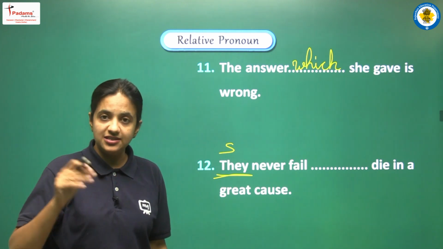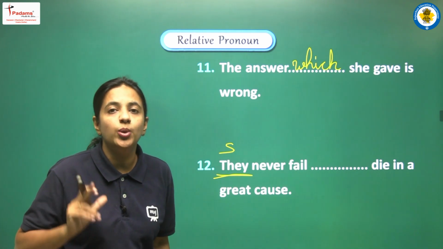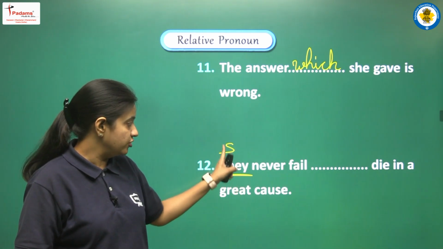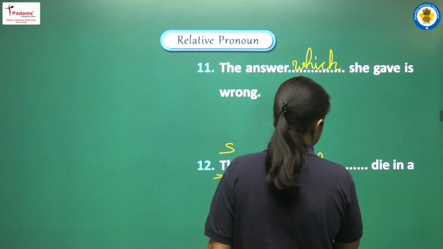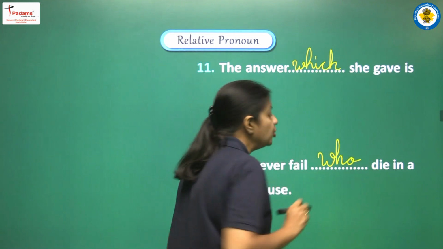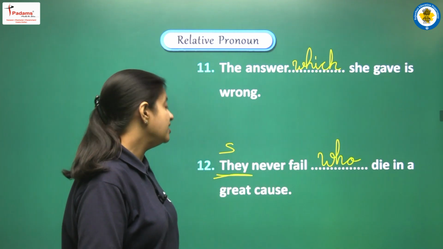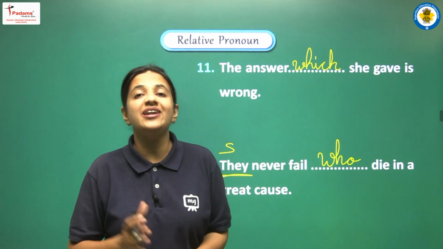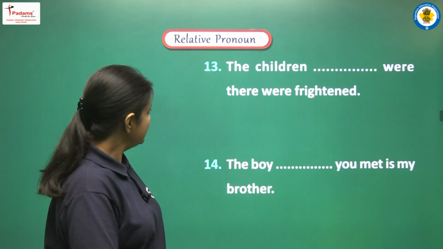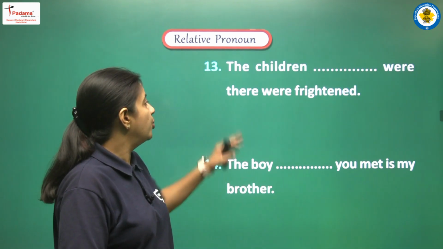So they, this is a subject. So now we want one relative pronoun that is used for subject when the subject is human being. So yes, very easy now. Our answer will be who, and the complete sentence here will be: they never fail who die in a great cause.